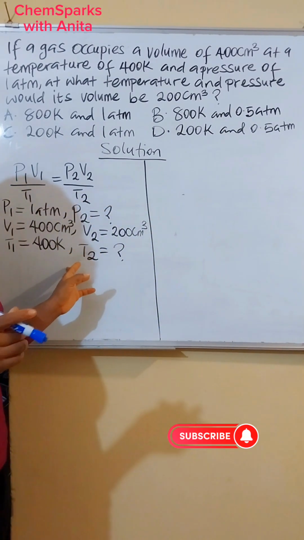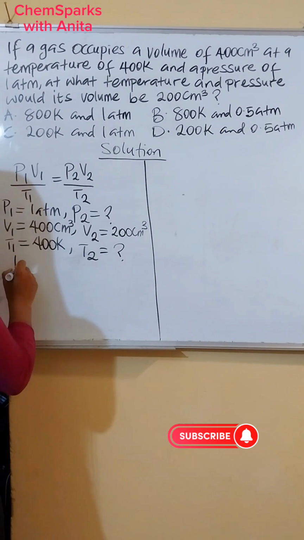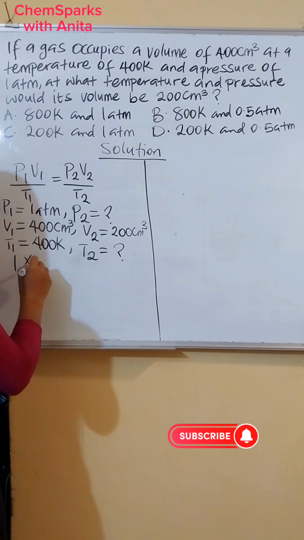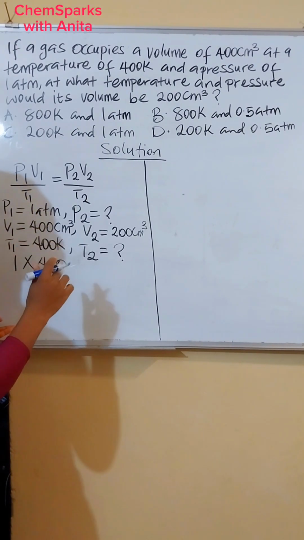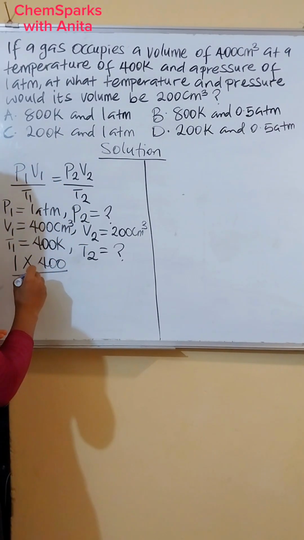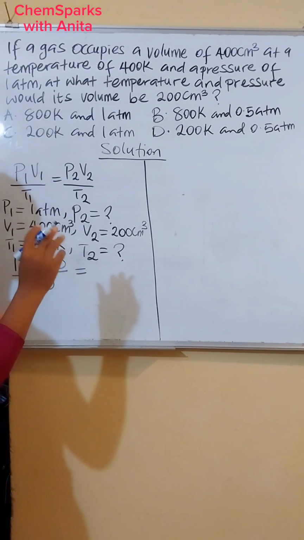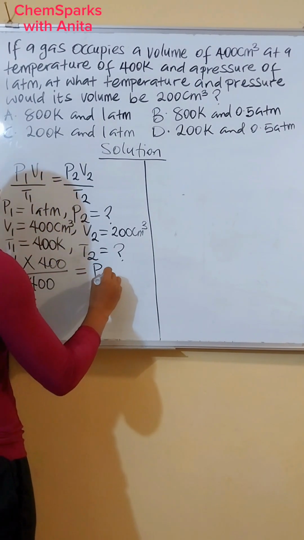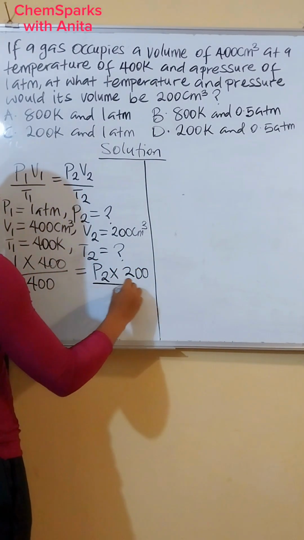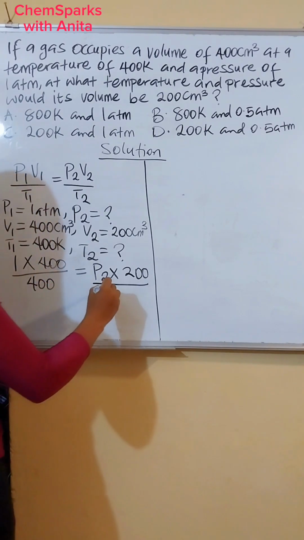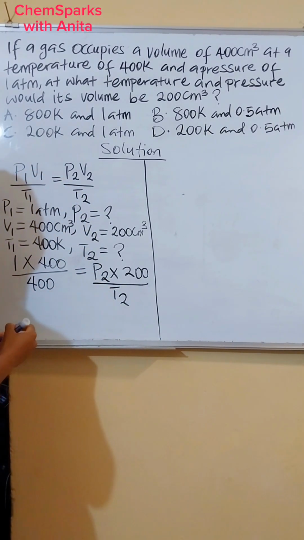So substitute the values given into the formula we have on the board. Our P1 is 1 atm, so 1 atmosphere multiplying the V1, which is 400. So we have 1 multiplying 400 over our T1, which is 400 Kelvin, is equal to P2, which we don't know, times V2. Our V2 is 200 cm³, all over T2, which we also don't know. So we are going to find the P2 and the T2.